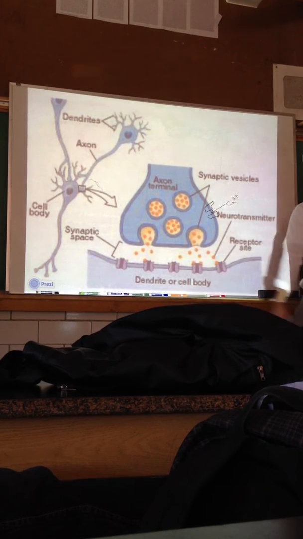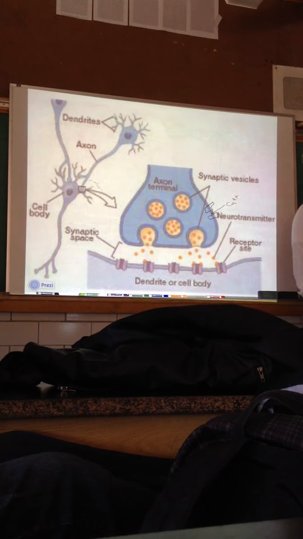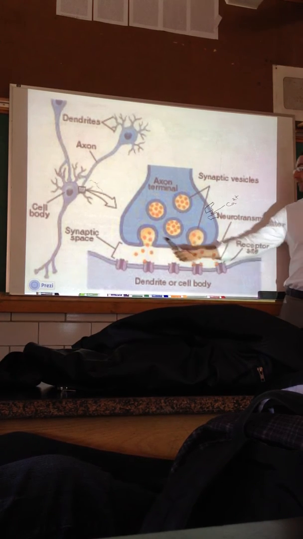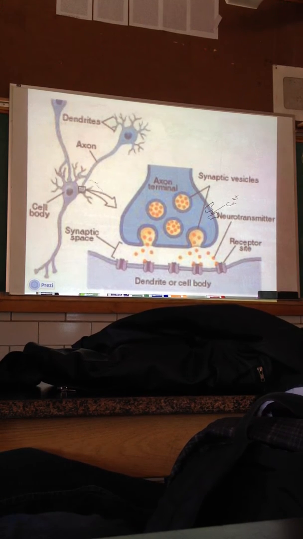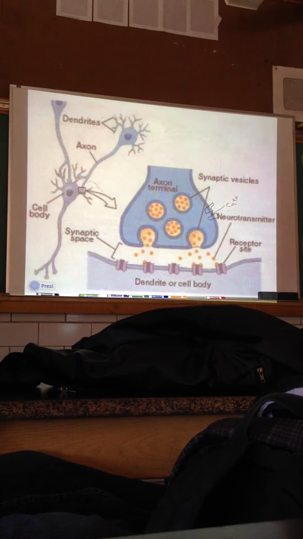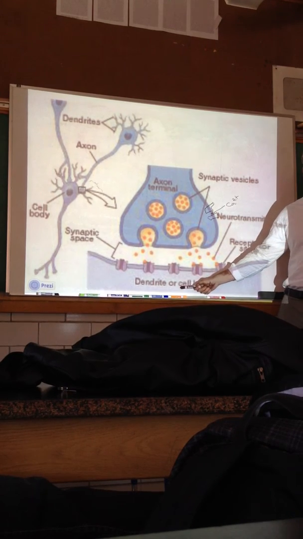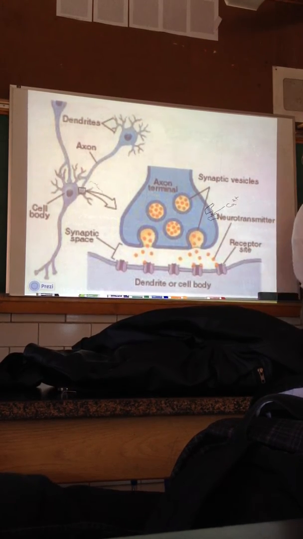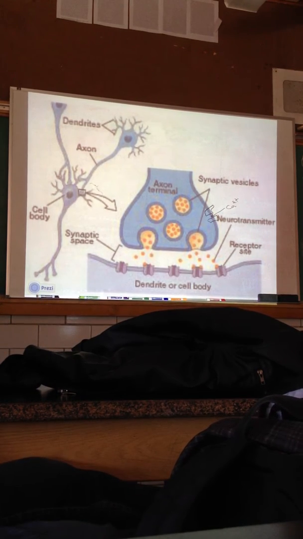So step 3, exocytosis. Step 4, diffusion. When we release neurotransmitters from the presynaptic neuron into the synaptic gap, there is a high concentration in the gap now and a low concentration in the postsynaptic neuron. So the neurotransmitter diffuses across the synaptic gap from the presynaptic neuron to the postsynaptic neuron.